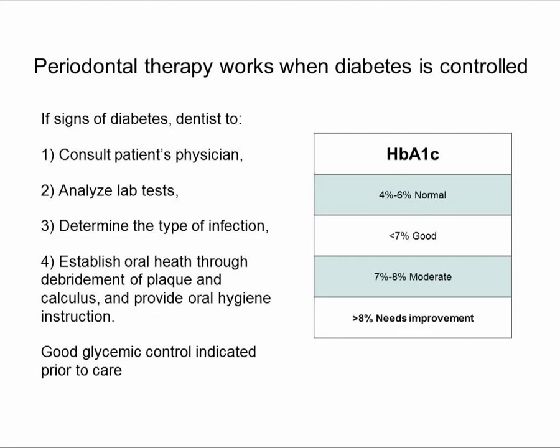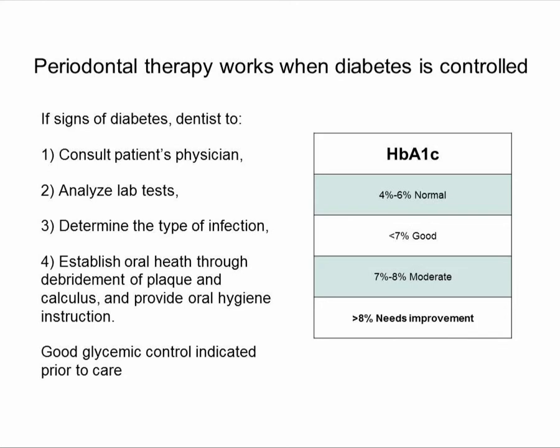After we get the A1C value, we take a look and analyze their test results. If the patient is between 4 to 6%, that is considered normal. If they are in the 7 range, that's good. 7 to 8 is moderate, but anything over 8% means that the patient needs to improve their diabetic health before we can begin our dental procedure.